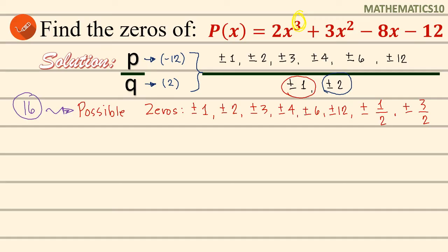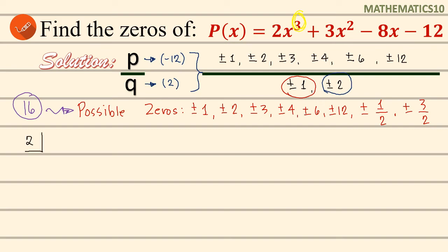So here, of course, to determine the 3 real zeros of the given polynomial function, we just use our trial and error technique involving synthetic division. So out of the 16 possible zeros, let me try positive 2.